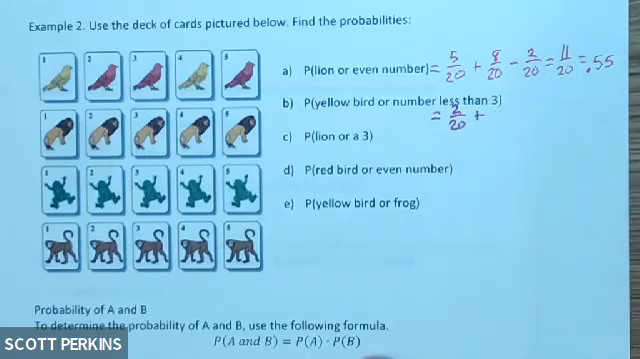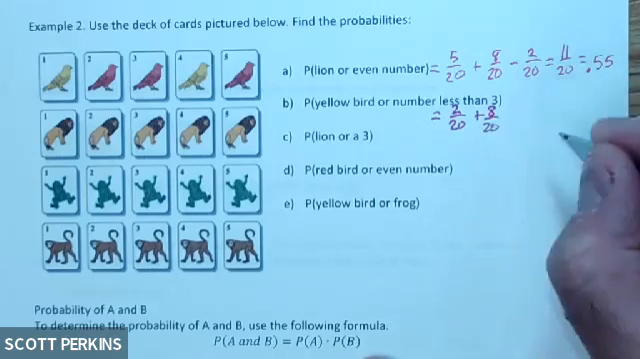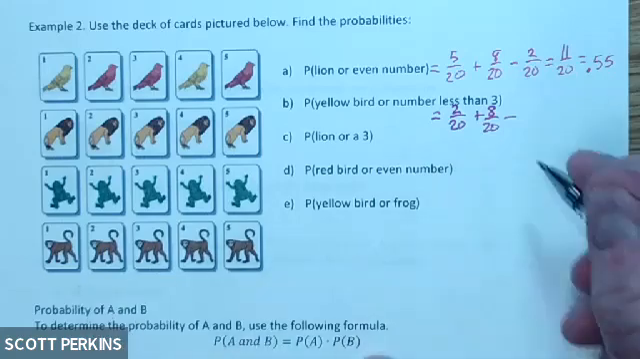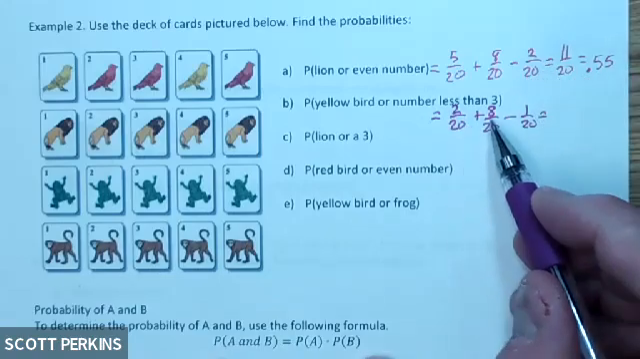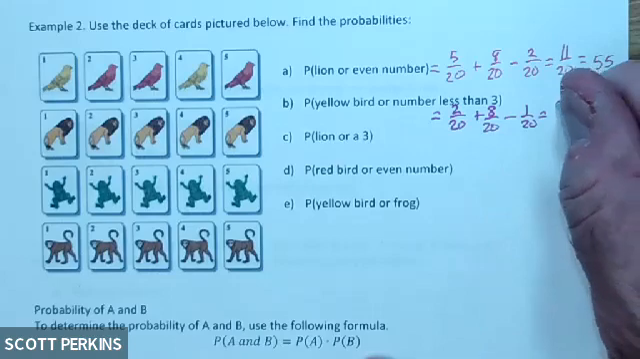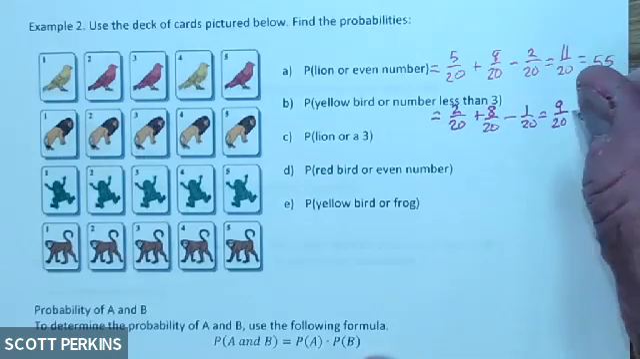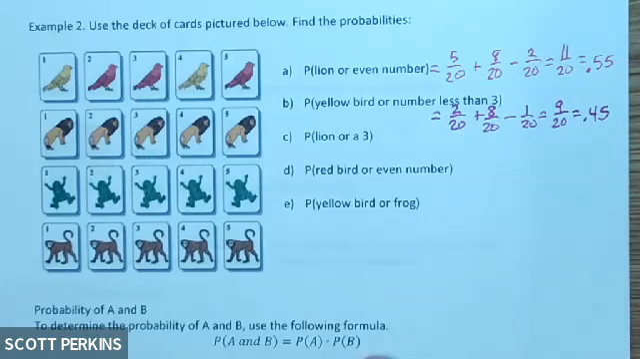Great. A number less than 3. How many cards have a number less than 3? Yep, that is indeed true. Minus, are there any yellow birds with a number less than 3 on them? Yep, there's 1. That's just the top left-hand card, 1 out of 20. And so then 2 plus 8 is 10, minus 1 is 9 out of 20. Again, that is a fantastic, perfect, lovely answer. Or you can pop it into your calculator if you're partial to decimals and get 0.45.